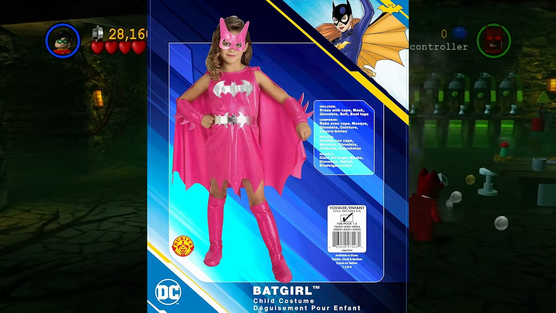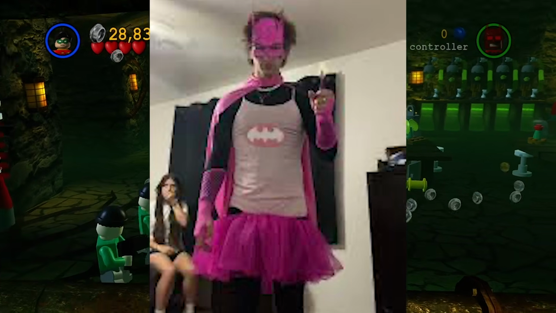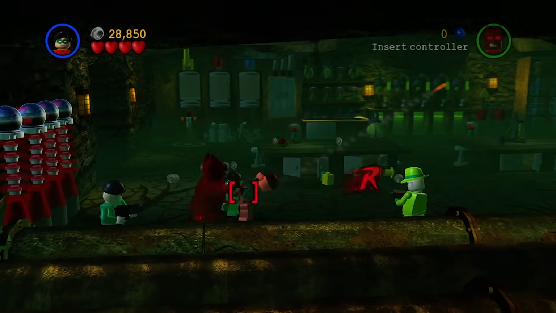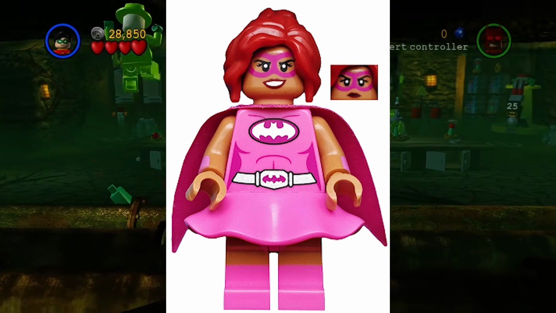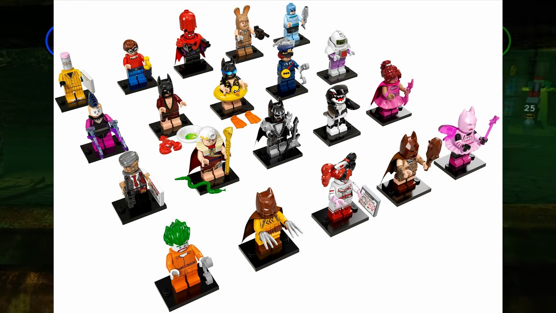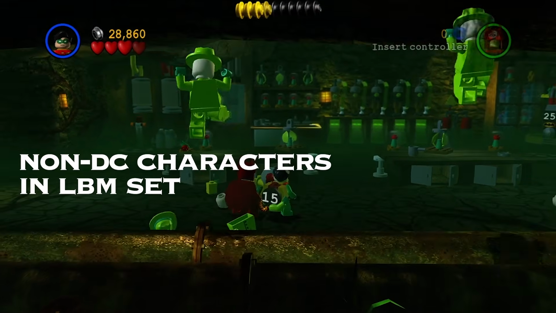If you ever looked at the Halloween City catalogs growing up, I'm sure you know what I'm talking about. LEGO seemingly references this with this Pink Power Batgirl minifigure that was included in the first LEGO Batman collectible minifigure series.